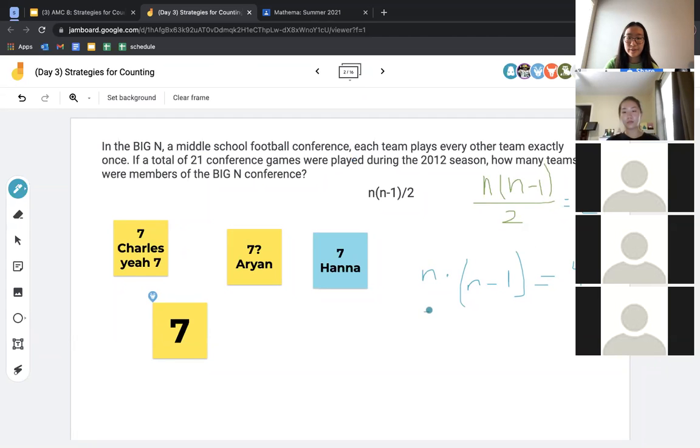42. You can just do 7 times 6. So here 7 is going to be n. And then you can also go back and check using the addition method or something if you wanted to. And then you're going to get 21 total conference games. So good job, good explanation.